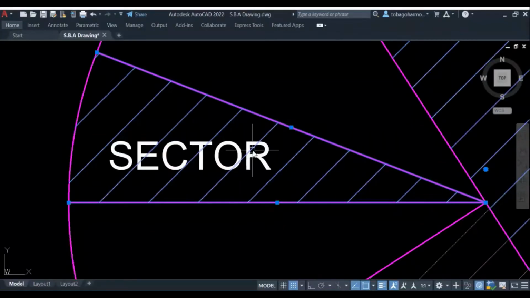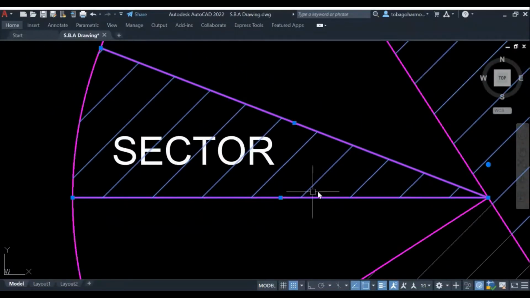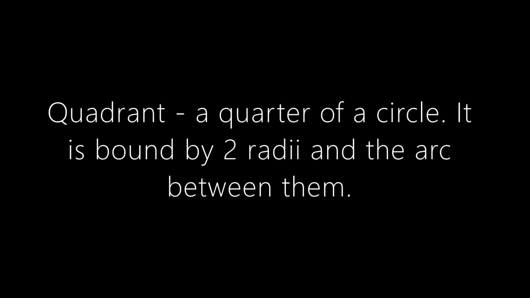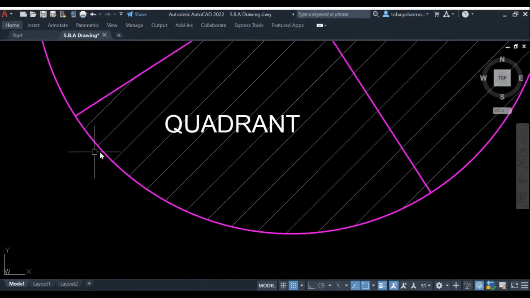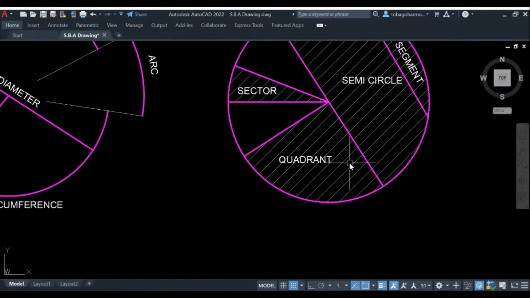The sector is enclosed by two radii and the arc between them. The quadrant is a quarter of the circle, and just like the sector, it too is bound by two radii and an arc.